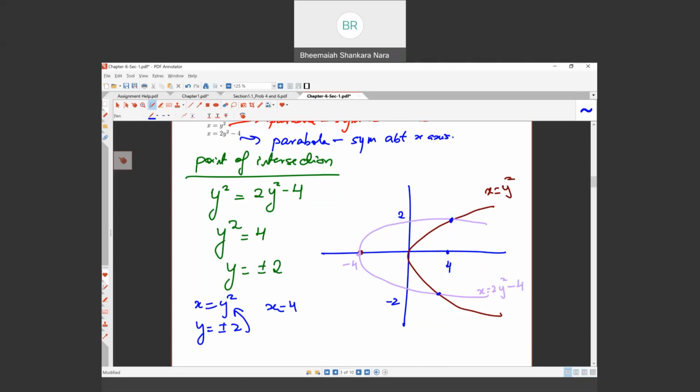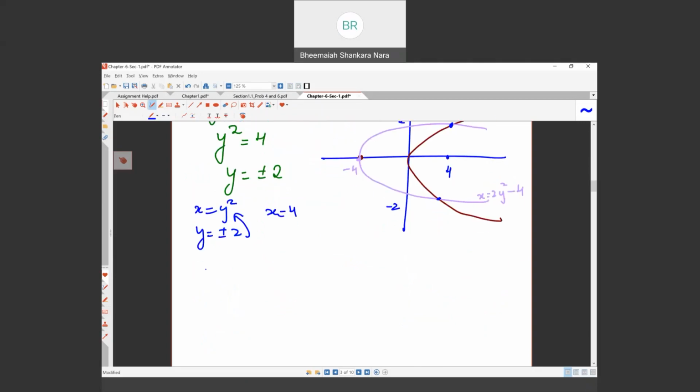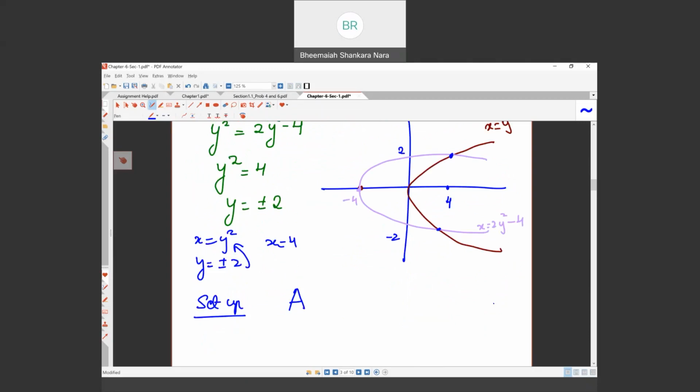So the question asks us to find the area. So first let's set up the integration and then we can solve by finding the area. So the area between the curves is this part. Let me use a light color. It's this part. Again, when you talk about the shaded portion of the curve, make sure you understand the height of the curve to recognize which is the top curve and which is the bottom curve.